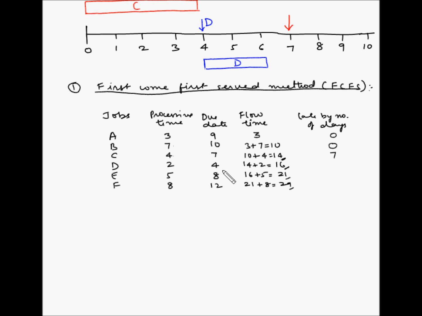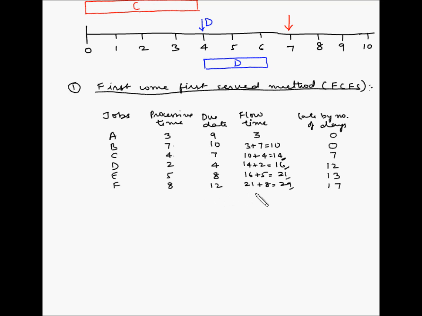Job D is due on the 4th day, while the flow time is 16 days. So the number of days late is 16 minus 4, which is 12. Similarly for E, 21 minus 8, which is 13. And for F, 29 minus 12, which is 17.